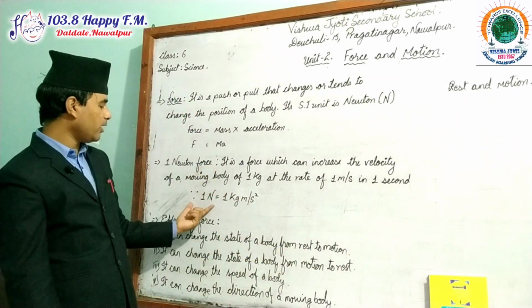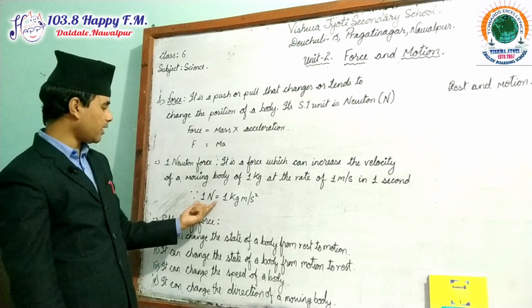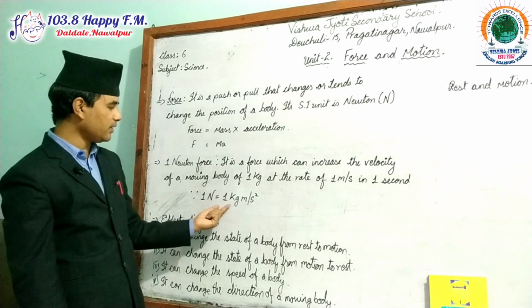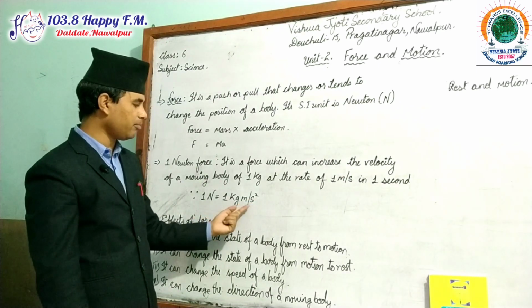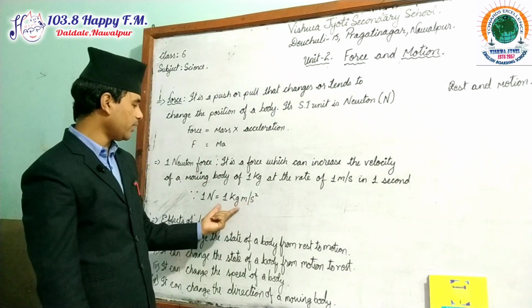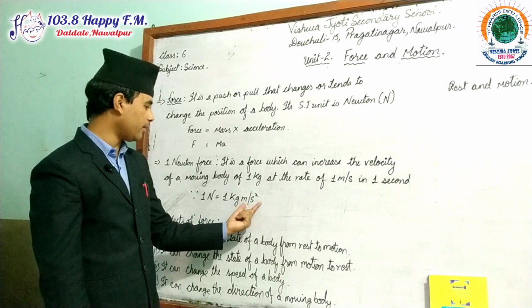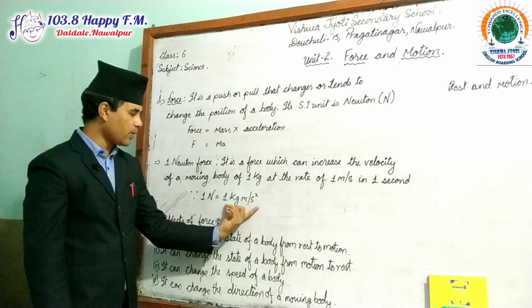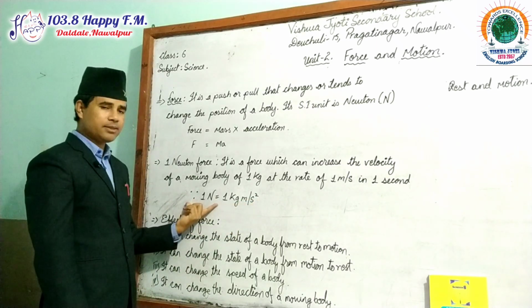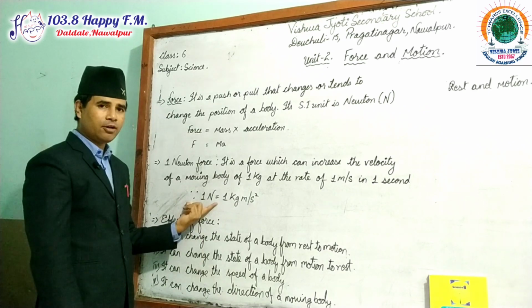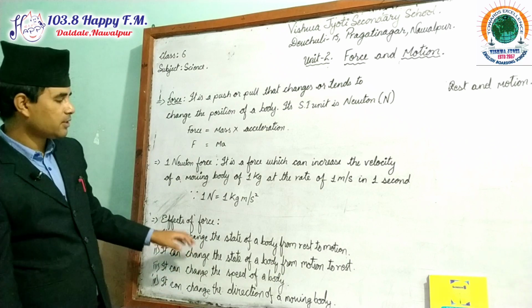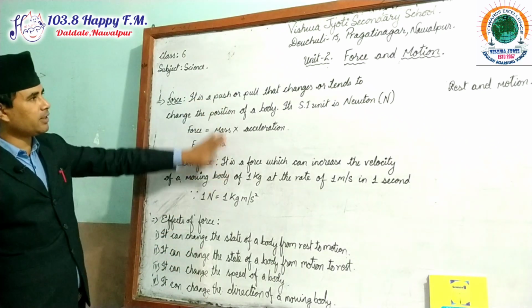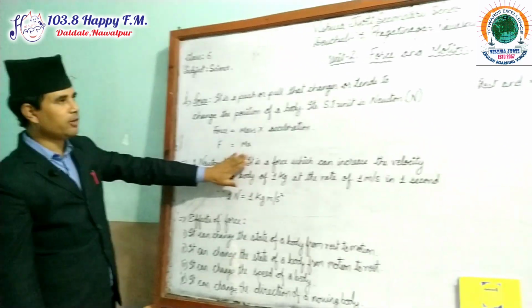Now, 1 Newton is demonstrated like this: 1 Newton force is equal to 1 kg meter per second square. This is how the measurement of force is seen. Now, students, these are the basic knowledge regarding the definition of force and 1 Newton force.